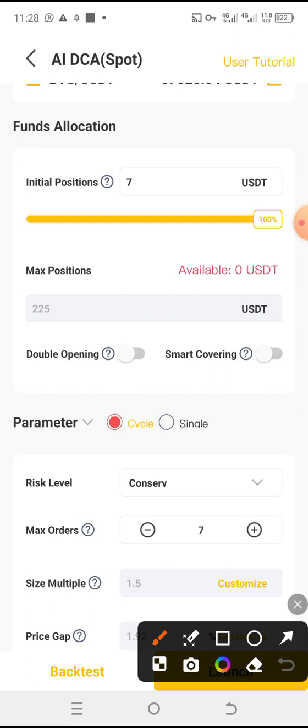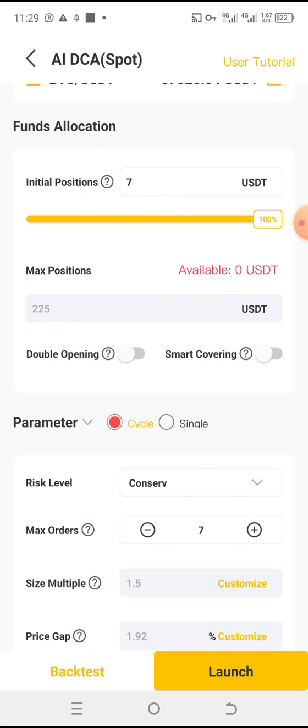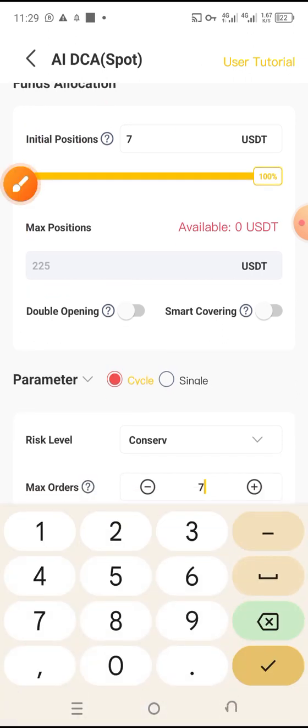So, that is where this max order comes from. Now, look at this. The initial price is $7. That means the first buy is $7. If this coin buys 7 times, max order means the number of times there's going to be a purchase, 7 times. And the max position, the total that is involved here, is $225. So probably the only thing you just need to do here, depending on your purse, you can change this to 3.